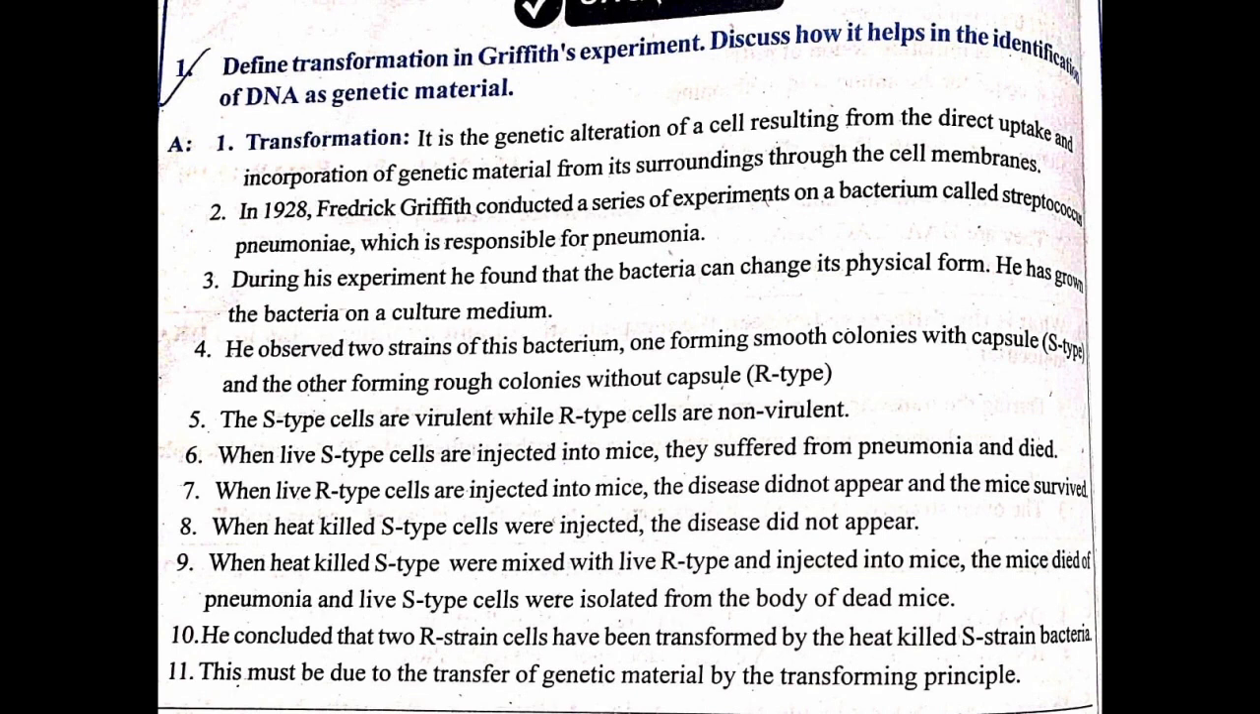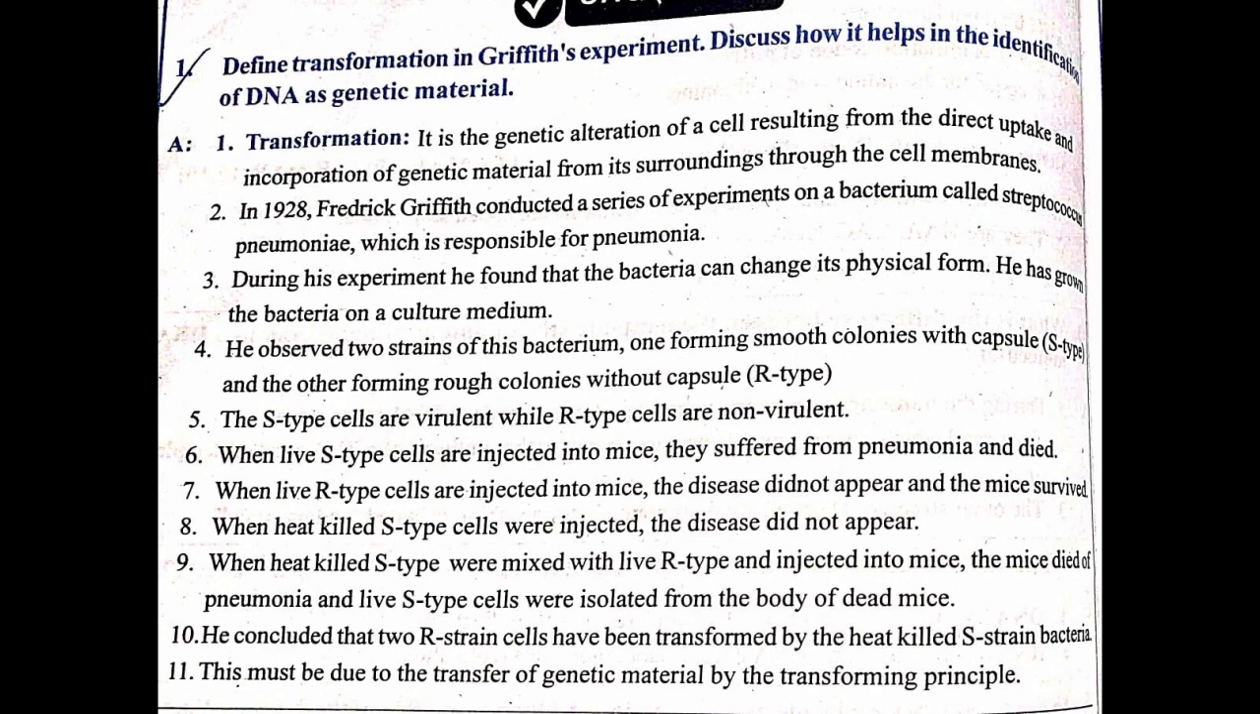He concluded that R strain cells have been transformed by the heat-killed S strain bacteria. This must be due to the transfer of genetic material by the transforming principle. By this experiment, he showed that DNA is the genetic material, transferred by the transforming principle. This is about Griffith's experiment.